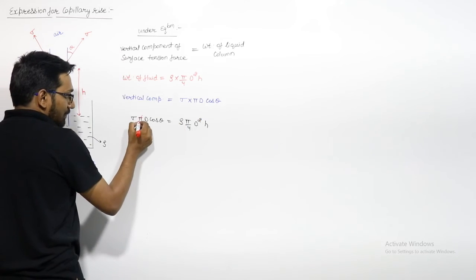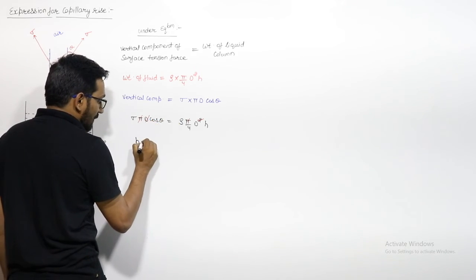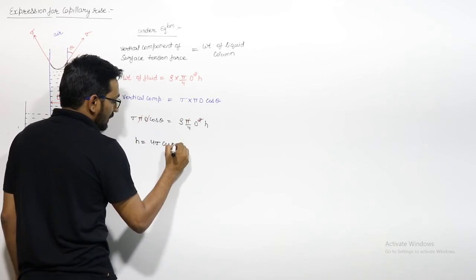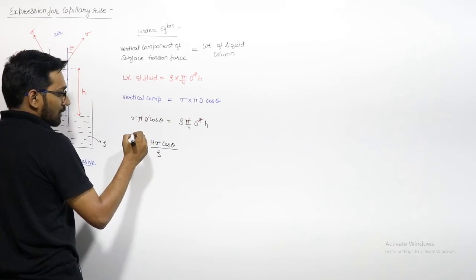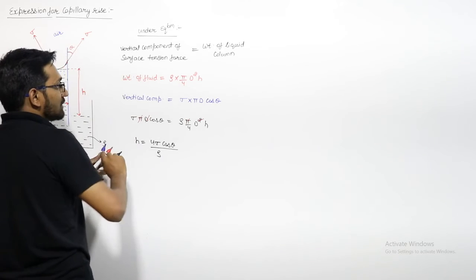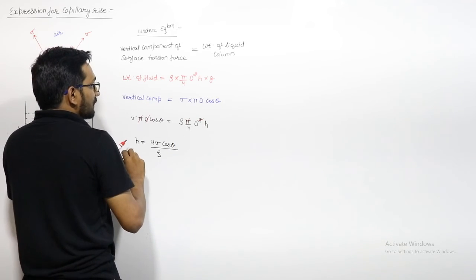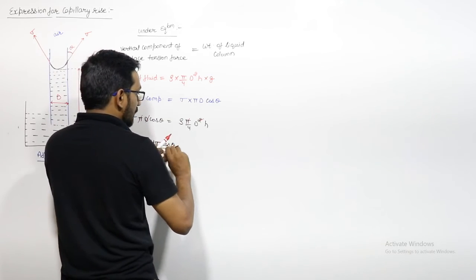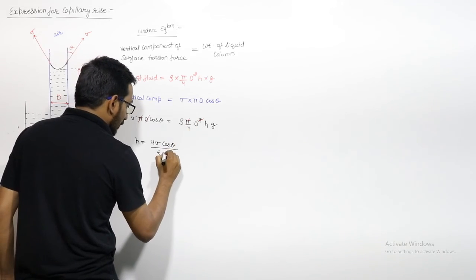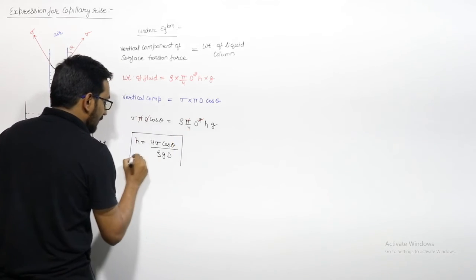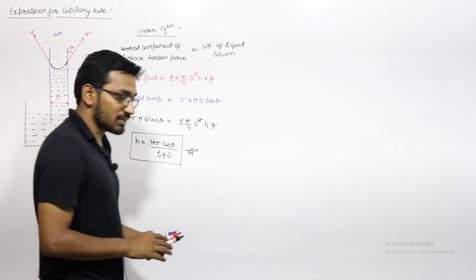From here, pi will cancel, and d square with d will cancel. The height of capillary rise will be 4 sigma cos theta upon rho, one second, density into volume is mass, and mass into g is weight, so this will include g. Rho g d is left. So the capillary rise will be h equals 4 sigma cos theta upon rho g d. You have to remember this.